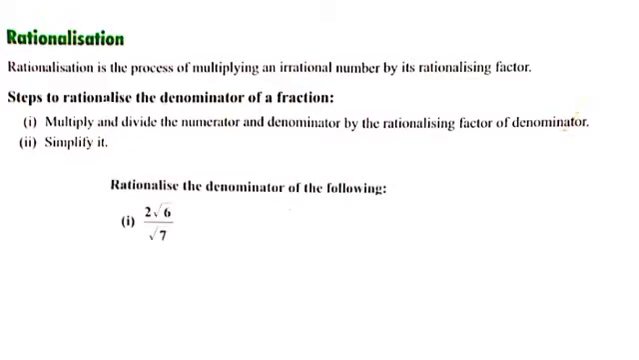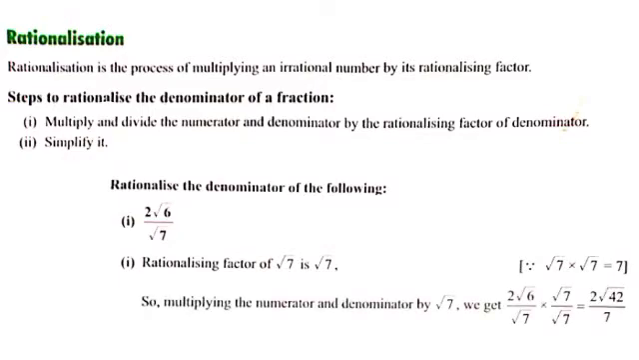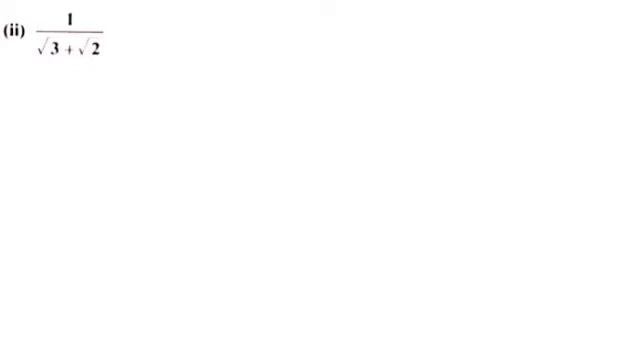First one, 2 square root 6 by square root 7. The rationalizing factor of square root 7 is square root 7. That is, square root 7 into square root 7 is equal to 7. So multiplying the numerator and denominator by square root 7, we get 2 square root 6 by square root 7 into square root 7 by square root 7, which gives our answer as 2 square root 42 by 7.